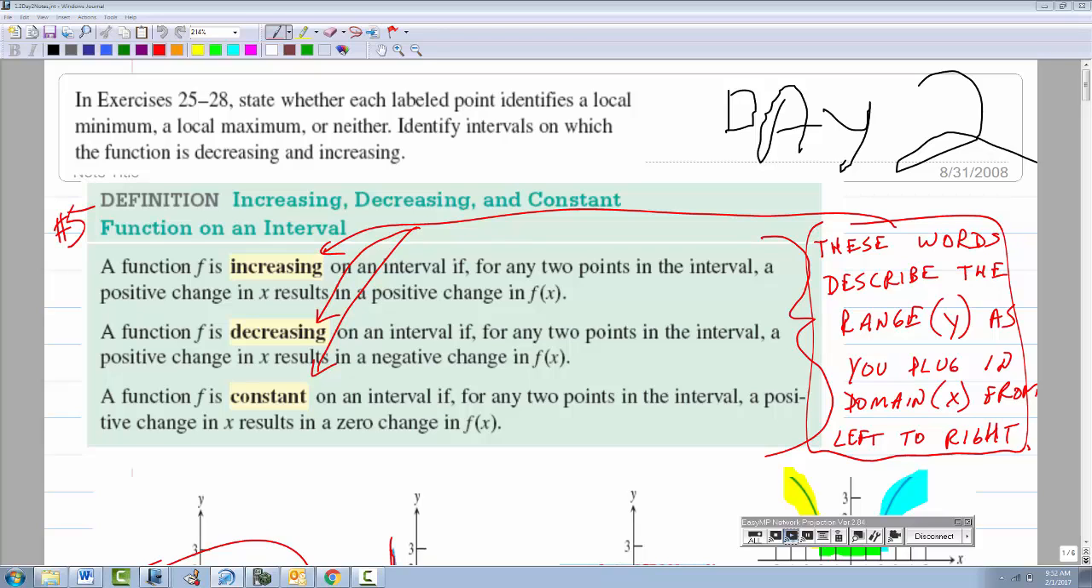What these words describe is the range. What they describe is the y values. What are they doing as you plug in x from left to right? All I'm trying to get you to identify is, when you read a graph from left to right, what is your hand doing? If your hand goes up, the graph is what? Increasing. If my hand goes down, it's what? Decreasing. If my hand goes straight across, it's constant.